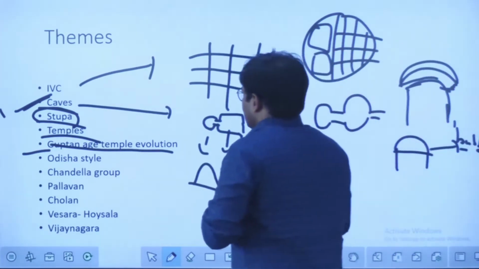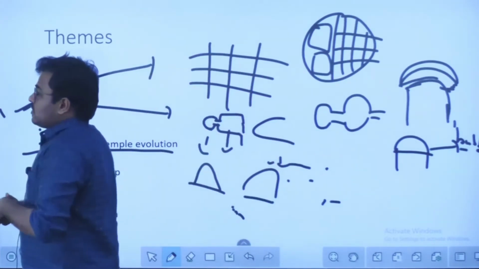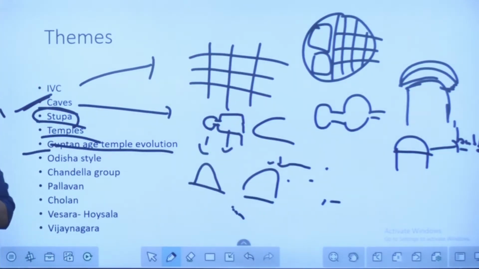Okay. Then when it comes to temple architectural style, they can ask a question on sub schools, Odisha style and Chandela group. Both of them are very important.